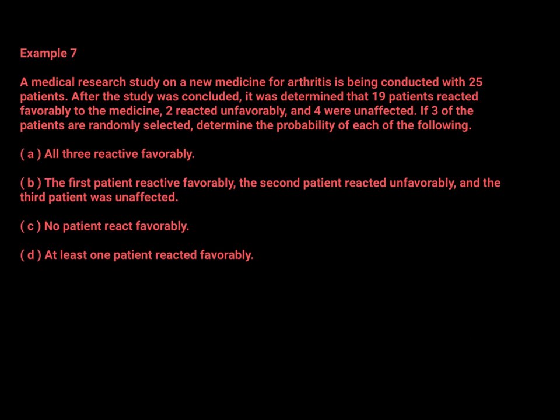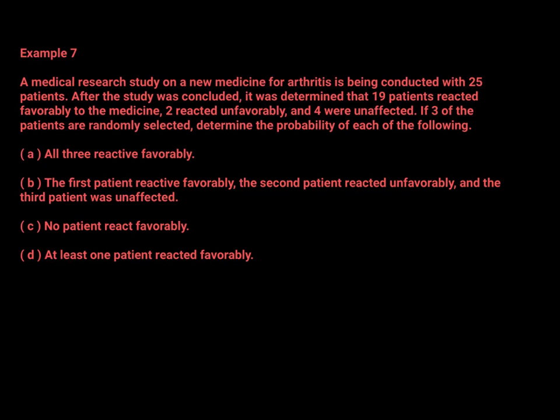All right, here's our last example, all right? A medical research study on a new medicine for arthritis is being conducted with 25 patients. After the study was concluded, it was determined that 19 patients reacted favorably to the medicine, 2 reacted unfavorably, and 4 were unaffected. If 3 of the patients are randomly selected, determine the probability of each of the following.